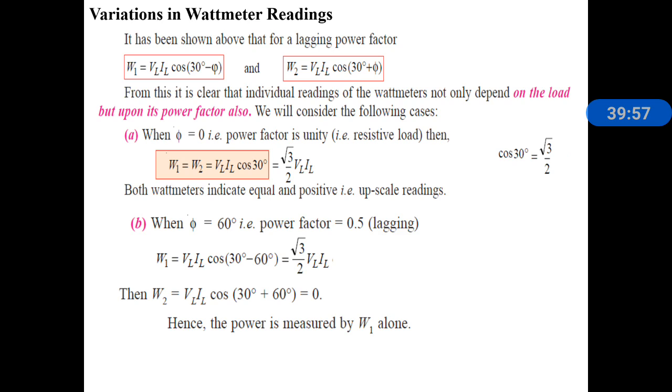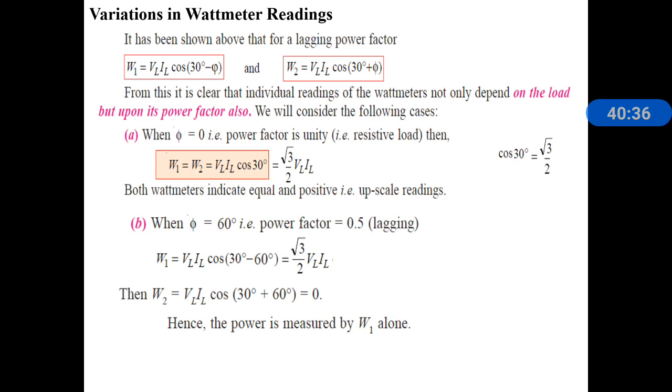Next is variations in wattmeter readings. We know that the power factor varies the power reading also. Based on the phase angle phi, we can discuss the various wattmeter readings under various power factor conditions. So cos phi is the power factor. W1 gives VL IL cos (30 minus phi), and W2 reads VL IL cos (30 plus phi) under lagging power factor conditions.